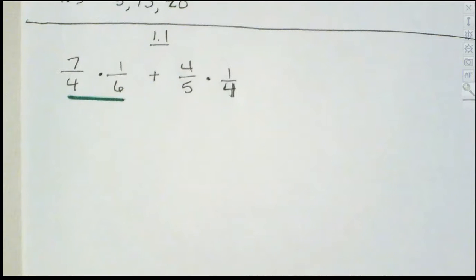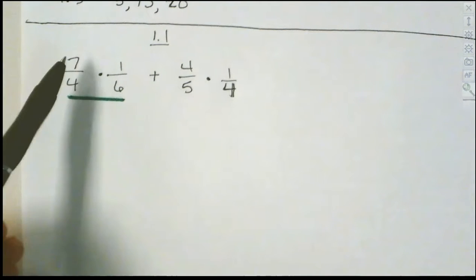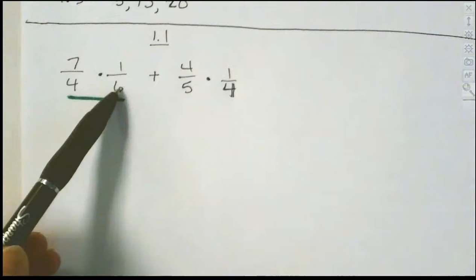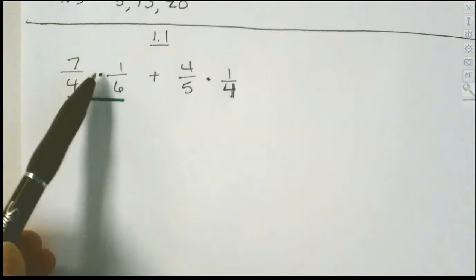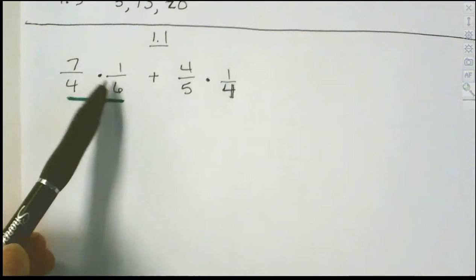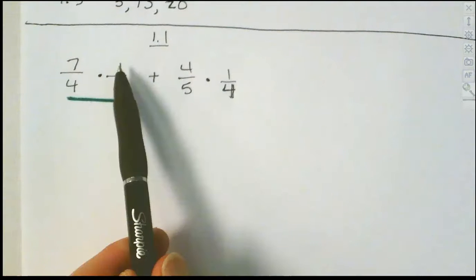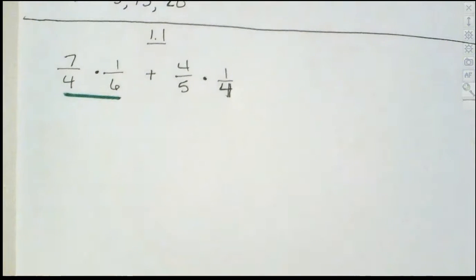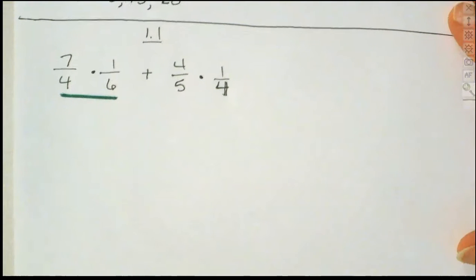And then we move on to multiplication. And then we do addition or subtraction at the end. So we're going to do our multiplication first. And we always look when we multiply if things cancel on the diagonals. So we have a 7 and a 6. Those do not cancel. The 1 and the 4, those don't cancel either. So nothing cancels. Nothing cross cancels.